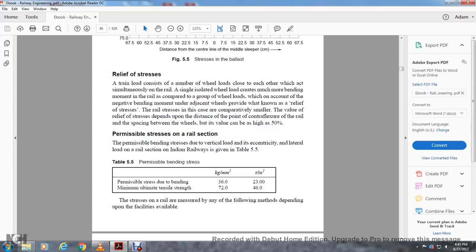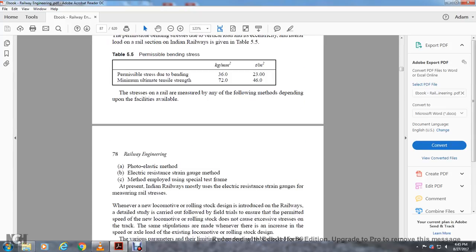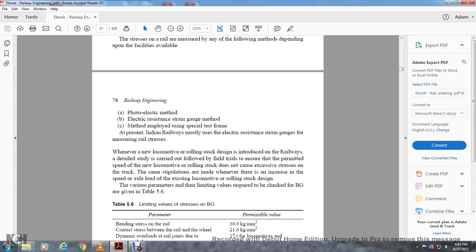The stress on the rails is measured with the following methods, depending on the facilities available: photoelastic method, electrical resistance strain gauge method, and the method employed using a special testing frame. In Indian Railways, the electrical resistance strain gauge is most usually used for measuring rail stress.